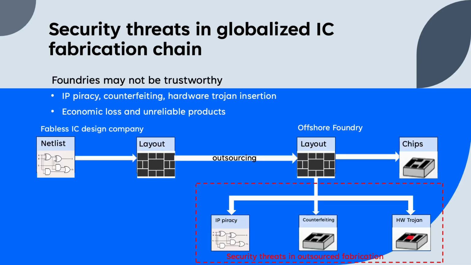The foundries may not always be trusted, and they could engage in IP piracy, where they steal the design and sell it illegally. They could also produce counterfeit chips, which are cheaper but unreliable, or they can even insert hardware trojans, which are malicious modifications that can compromise the chip's functionality. These threats not only lead to economic losses but also result in unreliable products that can fail in critical applications. This is why securing the IC fabrication process is so important.